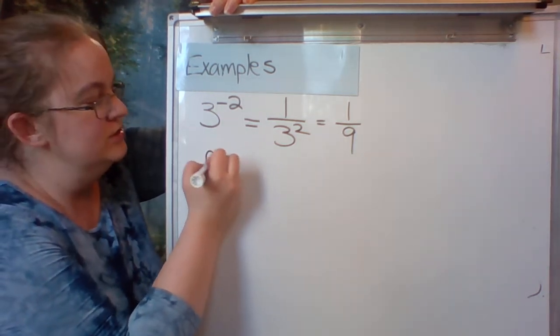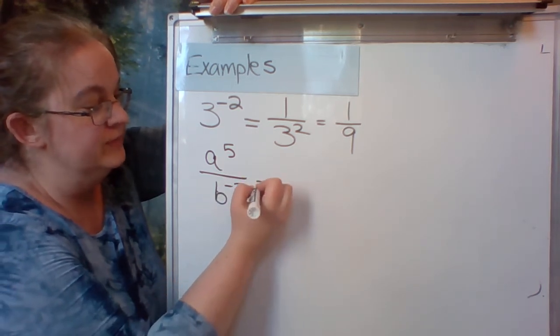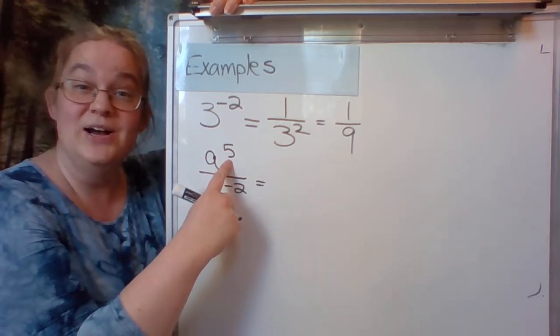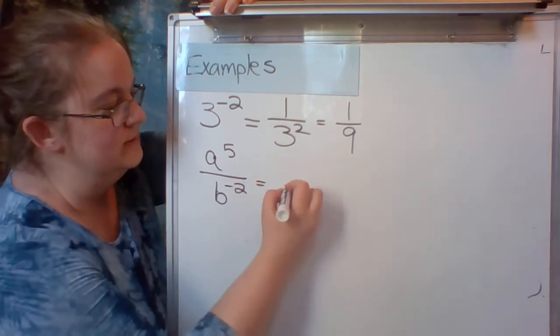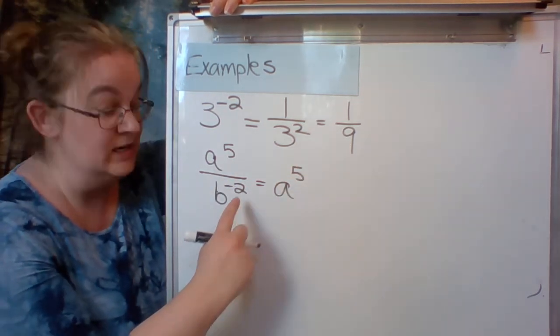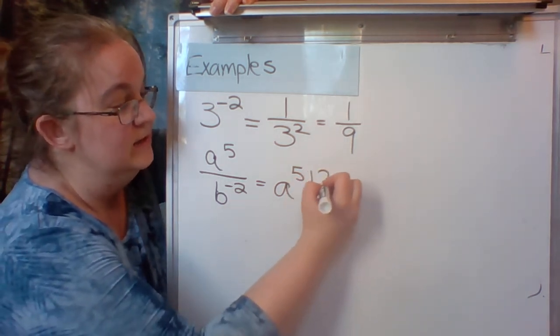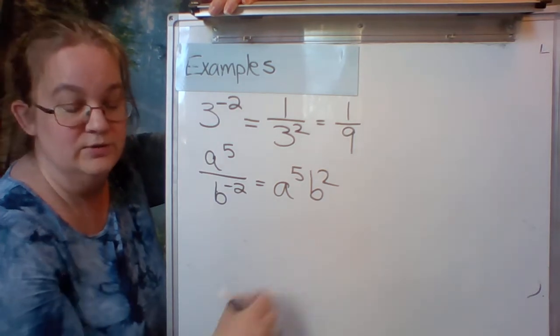Let's say I wanted to do a to the 5th over b to the -2. This one is positive, so I don't do anything to it. This one tells me it's in the wrong place. Since it's in the denominator, I'm now going to put it up next to the a, in what would be the numerator if I had it over 1.